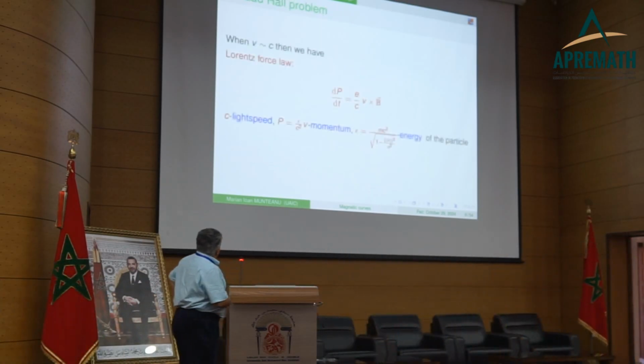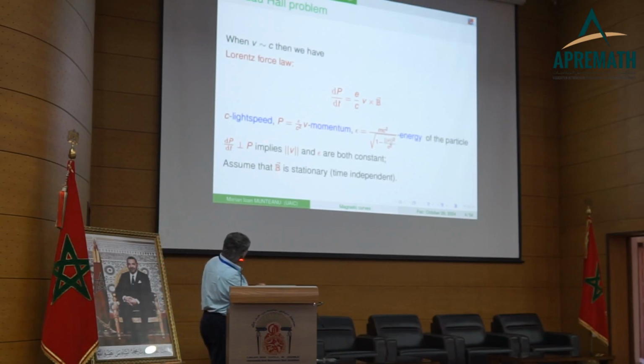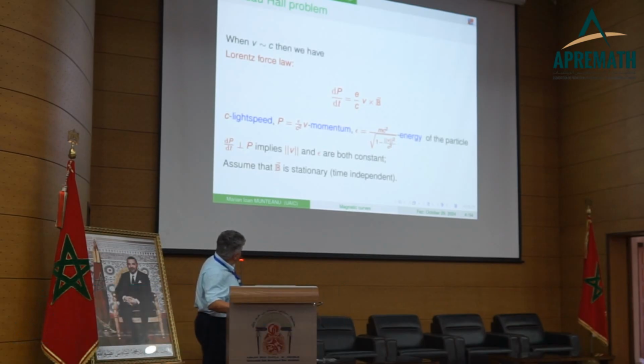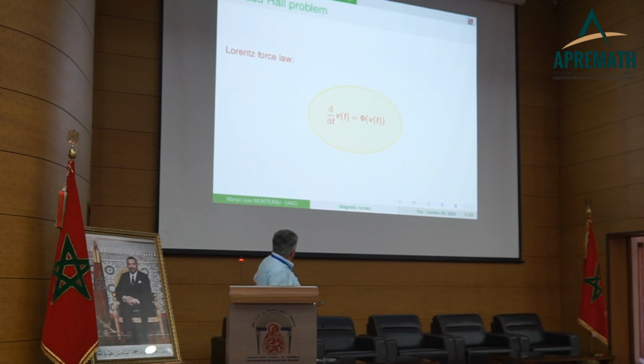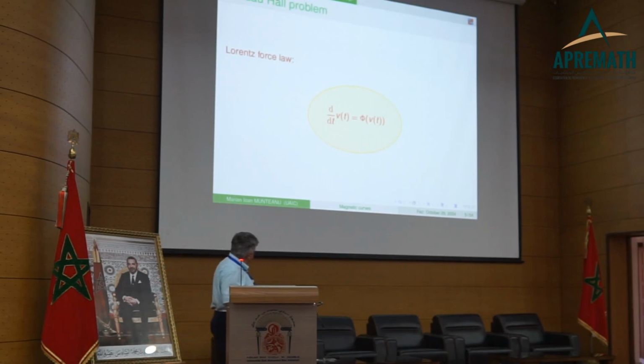When we approach the speed of light, we have another law of motion, the Lorentz force, and it is described like this. Anyway, we do have this property. We see here that because of this and the energy, this quantity is orthogonal to P, and this implies that both the speed and the energy are constant, if we assume that V is stationary, that means it's time independent. So in general, what is the Lorentz force? The acceleration equals something applied to the velocity vector. We'll see what that something, that capital phi, is.